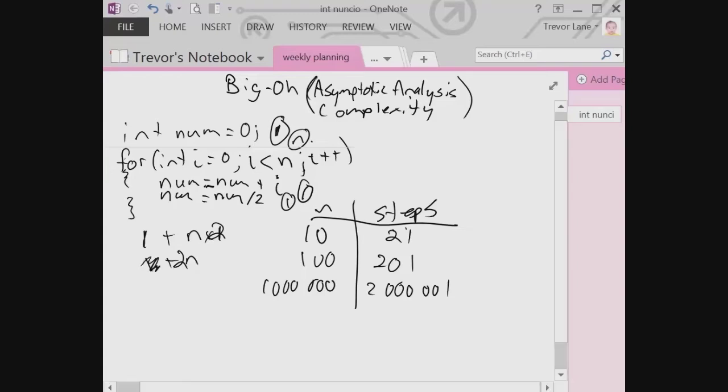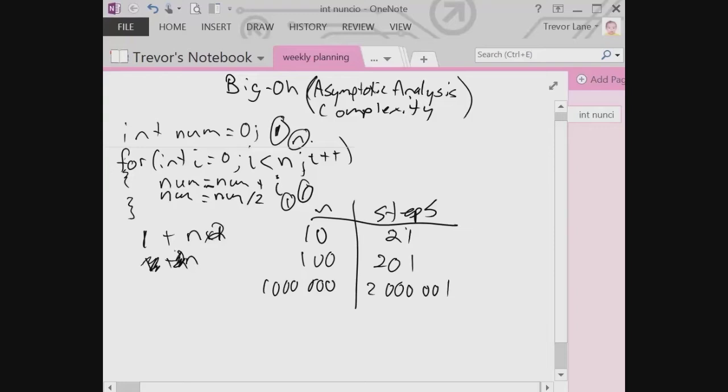We don't really care about it. And again, as n increases, even the multiplicative, the 2 here, it doesn't really make a difference. It's not adding a significant amount, especially as n increases into the millions and billions and billions and billions. So we can actually ignore that as well. So the only real factor here is that n. So the number of steps is directly proportional to the value of n.